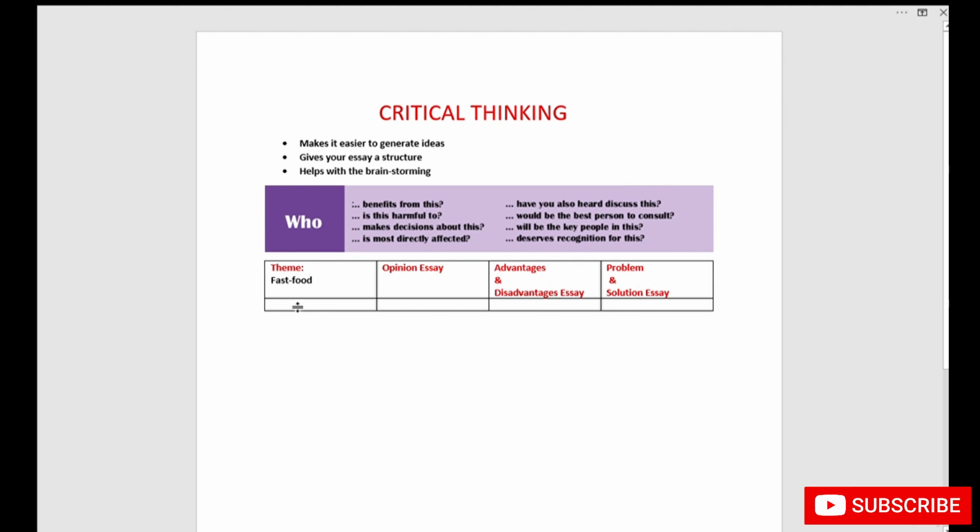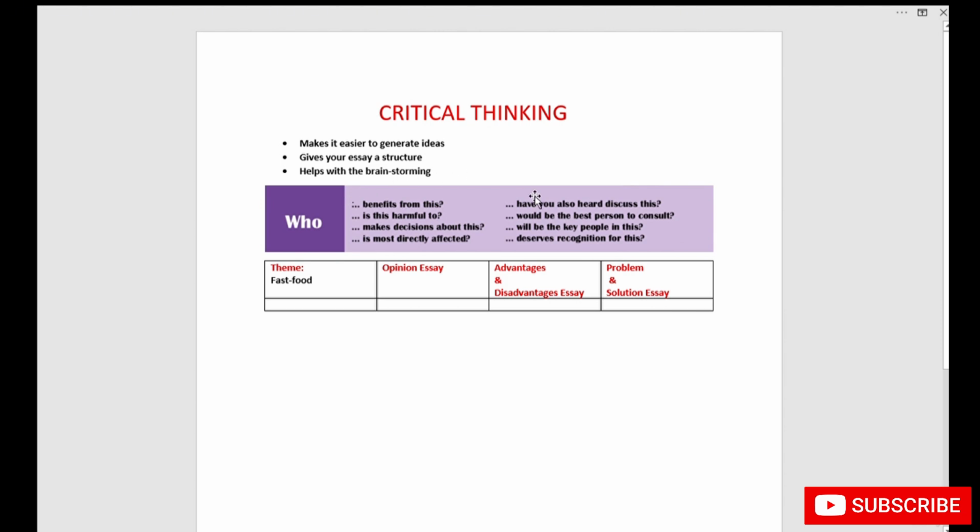I highly recommend you use this critical thinking so that it will make it easier for you to generate ideas. It will give your essay a structure and it will help you with the brainstorming. Now, for this, I have chosen the topic fast food. And let's look at the first question: who benefits from this?